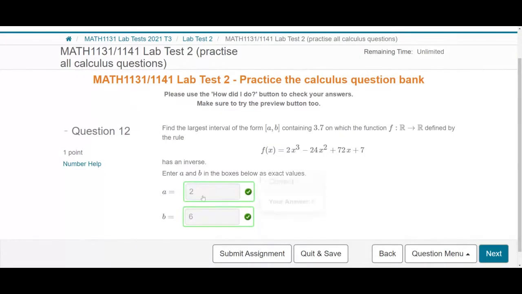So that's an important question, because some people, they're not even sure where to start that question, right? But you're just looking for, in my solution, the stationary points and the right kind of interval.